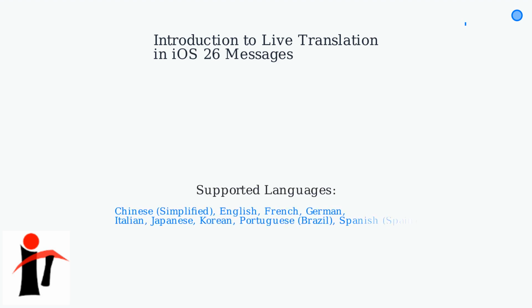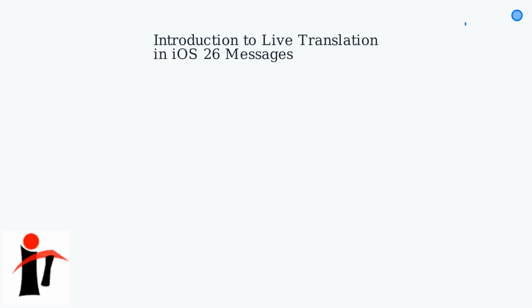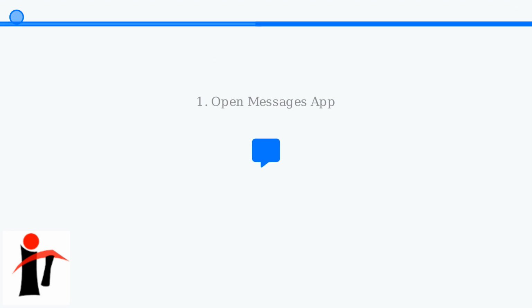Currently, live translation supports 9 languages: Chinese Simplified, English, French, German, Italian, Japanese, Korean, Portuguese Brazil, and Spanish Spain. The feature works both online and offline after downloading the necessary language packs, making it reliable even when you're traveling or have limited connectivity. To use live translation in Messages, start by opening the Messages app on your iPhone.